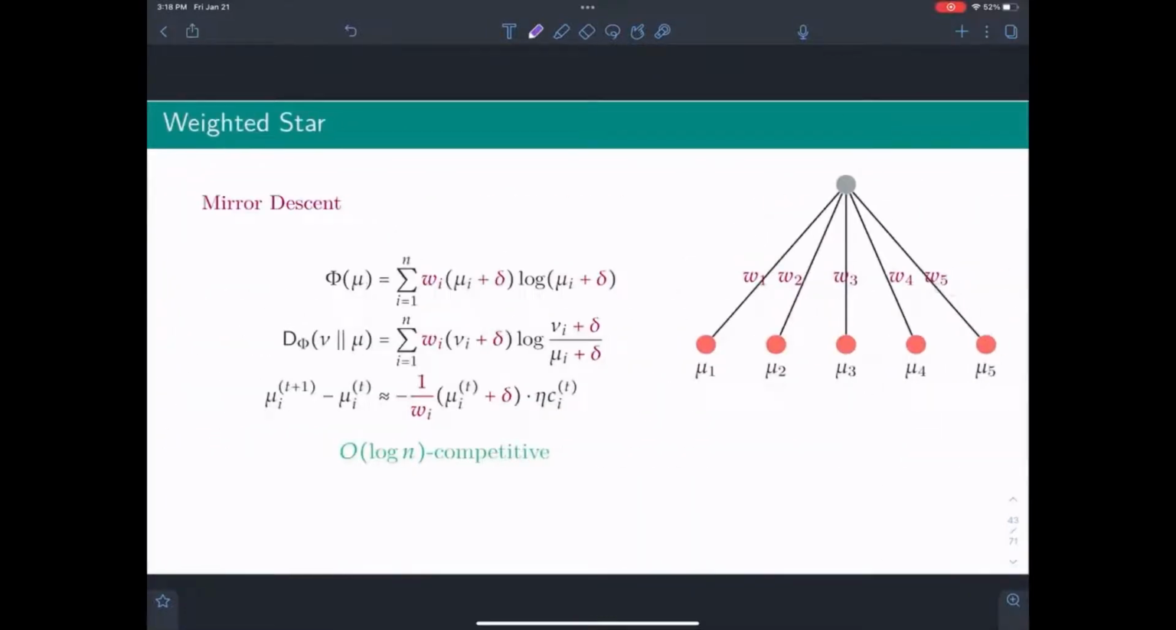And what we should do is we should weight this entropy by Wi. So we should weight the term corresponding to mu I by Wi. And what this would do is that it would slow down the updates of mu I by a factor of 1 over Wi, which kind of makes sense because if the weight of some edge is large, you don't want to change that edge fast because otherwise you would be paying a lot of movement cost. And this algorithm is still log-n competitive.